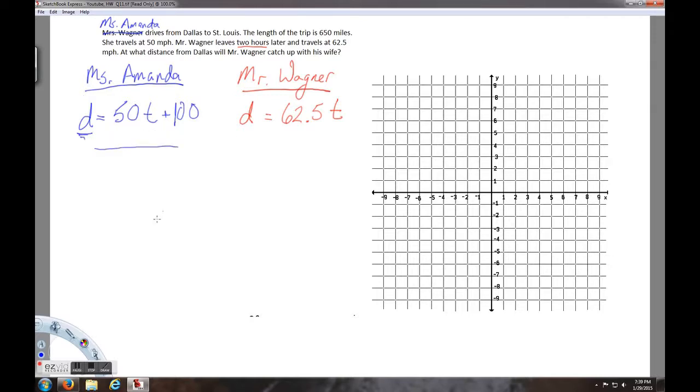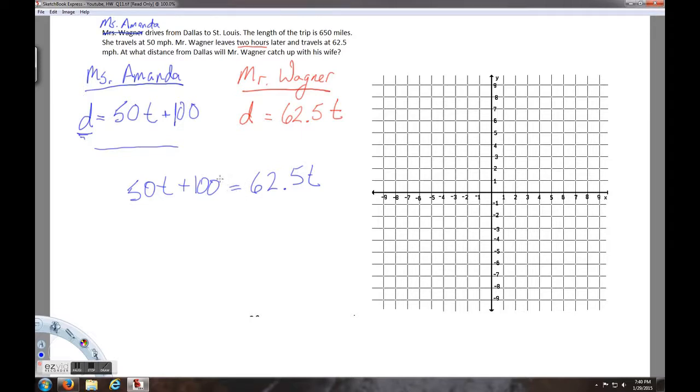So once you set up your equations, I think you will be able to solve this problem on your own. So if you want to stop here, you can try it. But I'm going to keep going. So in the system of equations where we use substitution, I can take the d, or distance, from my equation and substitute in for the d in Miss Amanda's equation. And when I do that, I will end up with 50t plus 100 equals 62.5t.